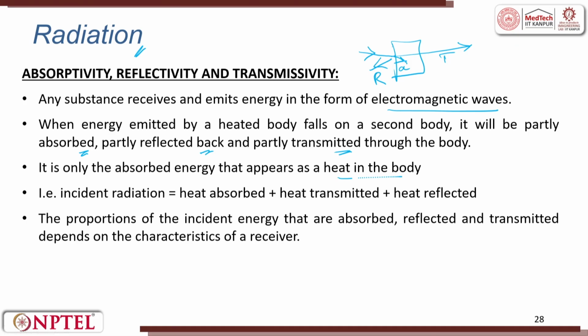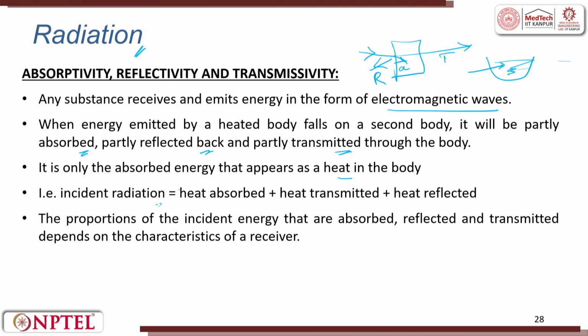For example, a microwave passes through a glass bowl, it transmits the microwave. It allows the microwave to pass through to where you kept the food and water. One is it transmits, one is it absorbs. Transmit means it enters and it exits also. There are ceramic materials which are transparent. It is only the absorbed energy that appears as heat in the body.